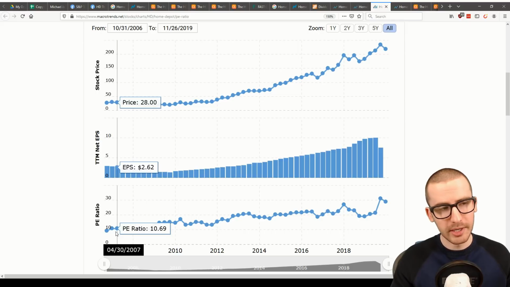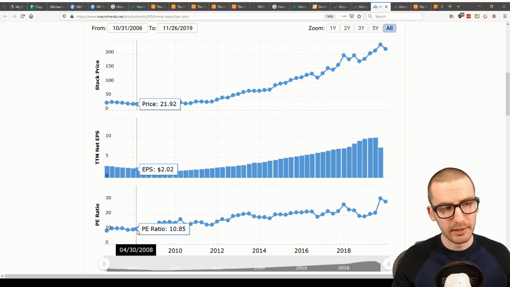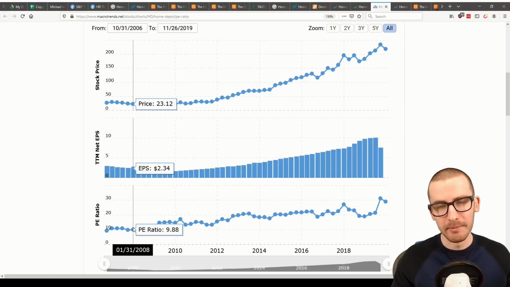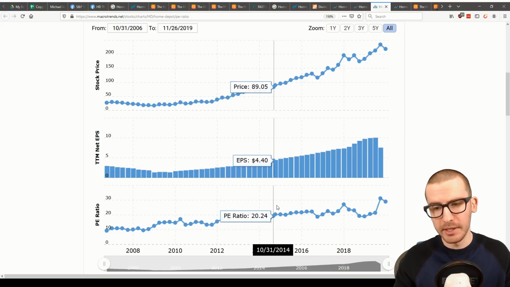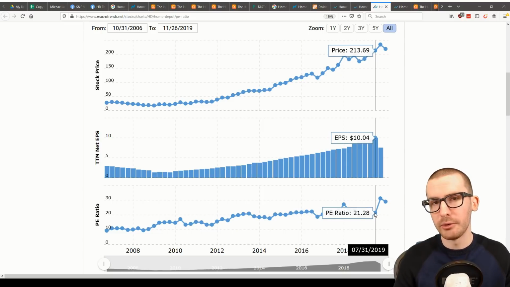Prior to the financial crisis, when Home Depot's earnings were declining, the price to earnings ratio was relatively low, trading between 10 and 11. Since then, over the last decade, the price to earnings ratio has gradually increased over time and is now trading at historically high ranges. What I can tell from this information is that it's likely that at some point in the future, Home Depot's price to earnings ratio will revert back to a lower level, especially if we see any economic slowdown in the future.